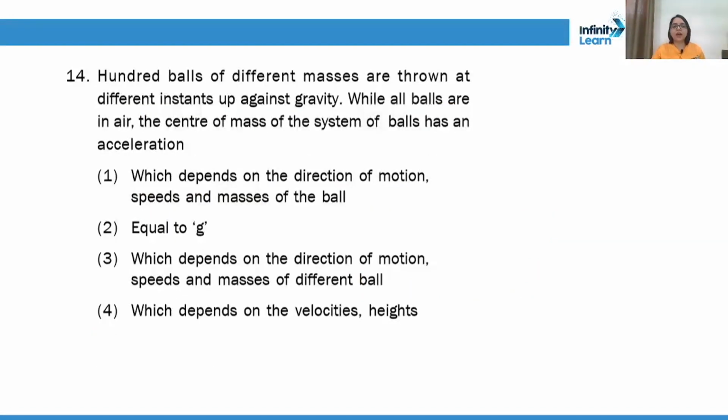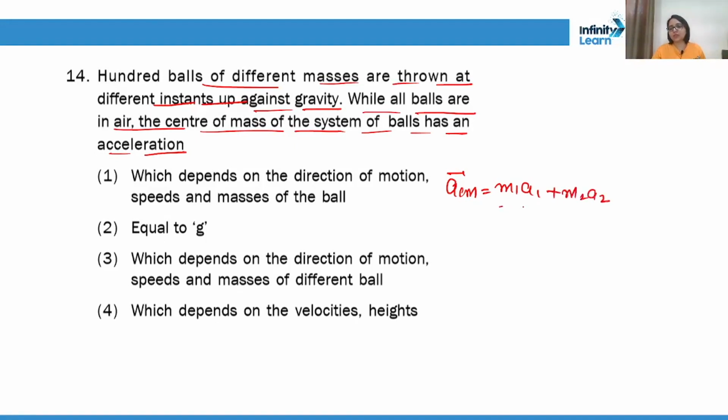Question number 14. 100 balls of different masses are thrown at different instants up against gravity. While all balls are in air, the center of mass of the system of balls has an acceleration. So, a_CM will be (m1 a1 plus m2 a2 and so on) divided by (m1 plus m2 plus so on), right? So a1 is equal to a2 is equal to a3 is equal to g.